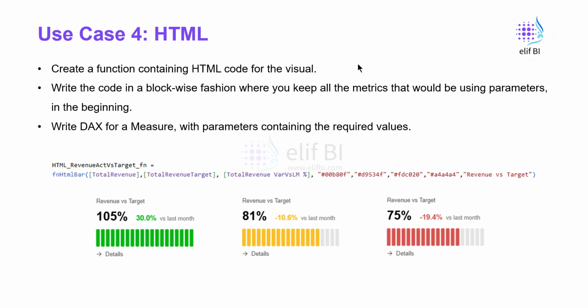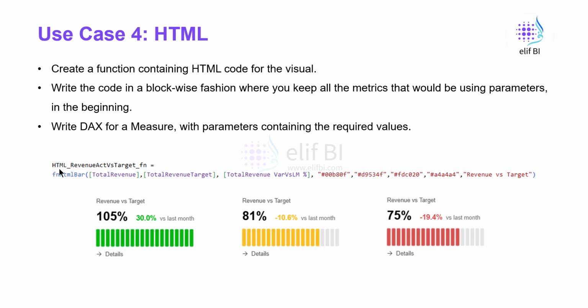The fourth example or the use case that we have is HTML. In this example, what we do is we create a function that contains the whole HTML code. And as you know that for the non-programmers, sometimes the HTML code can be daunting and could be like scary. And what we do here is we create the function containing the whole HTML code where we make sure that all the metrics and other inputs that we would like to have in the visual, they are kept in the first block. And then the third step is to write a DAX measure where we call that function, we input the parameters and we get the result.